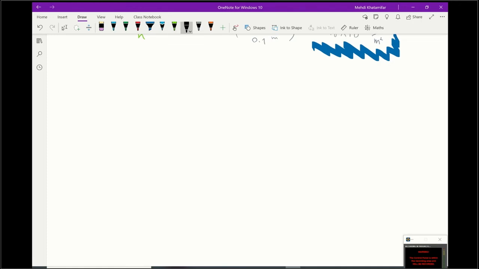EV is 2.15 times 10 power 9 Newton per meter square. Usually we write it like this: 2.15 gigapascal. Giga is 10 power 9.